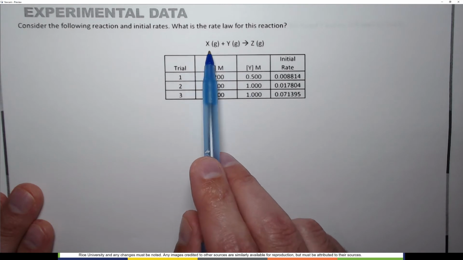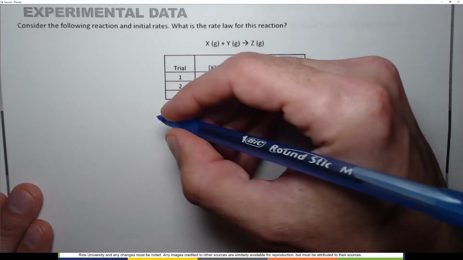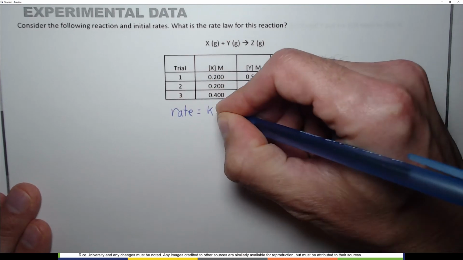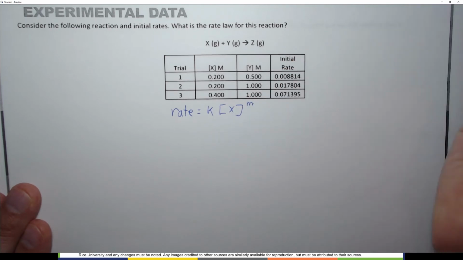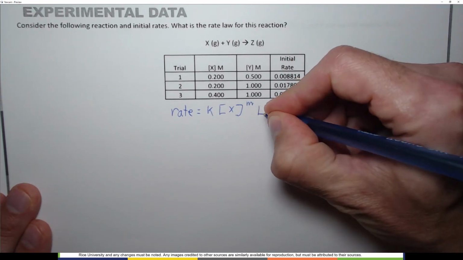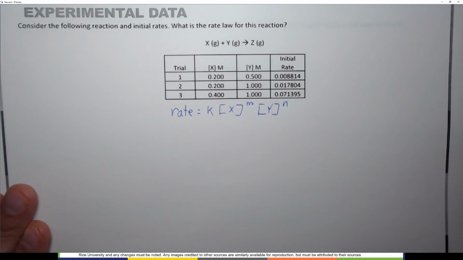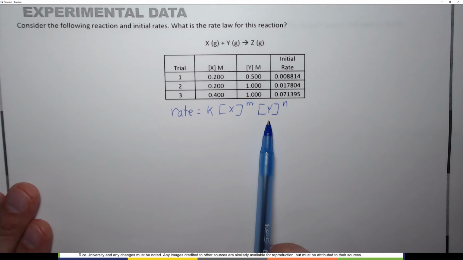And the general rate law for any reaction is going to be dependent on the reactants. So rate equals k, concentration of x to some power that I'm going to call m. I don't know that. Concentration of y to some power that I'm going to call n. So this is the general rate law for this reaction.